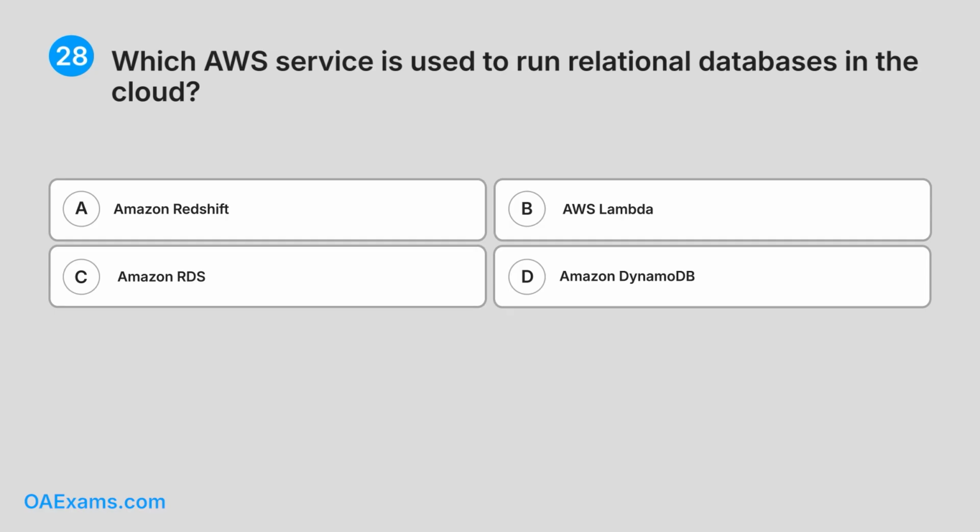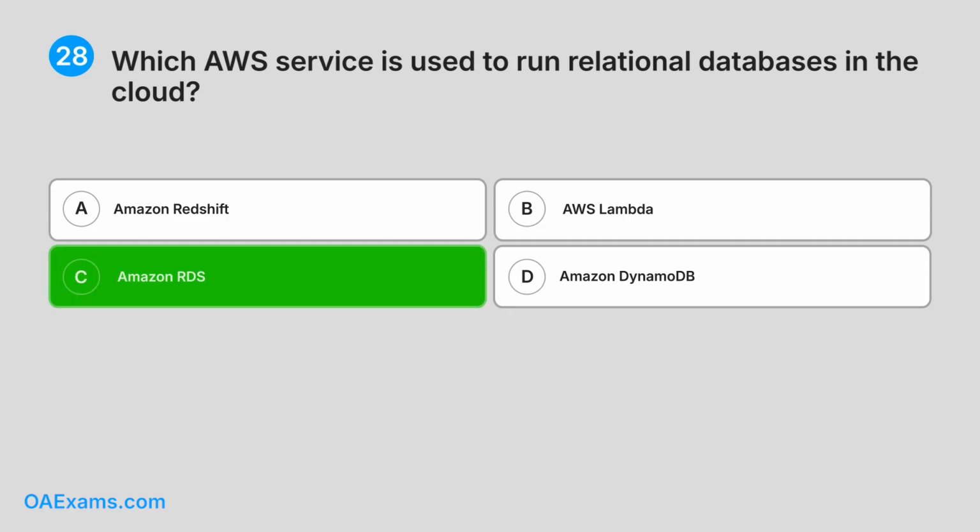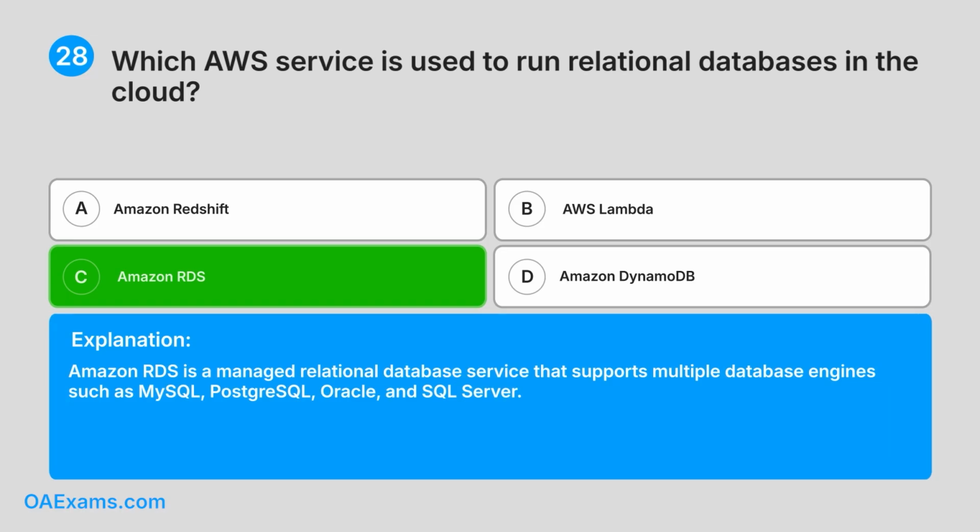Correct answer C. Explanation. Amazon RDS is a managed relational database service that supports multiple database engines such as MySQL, PostgreSQL, Oracle, and SQL Server.